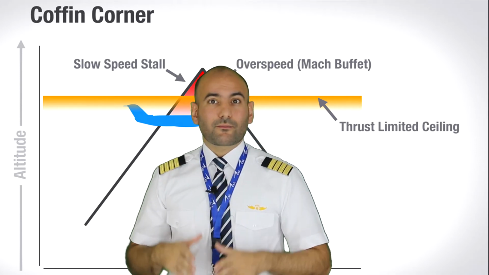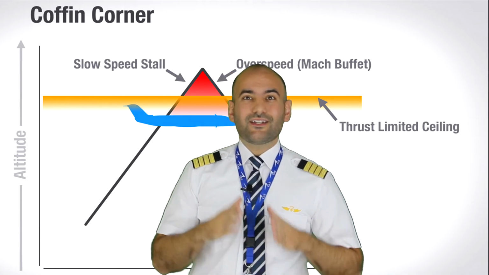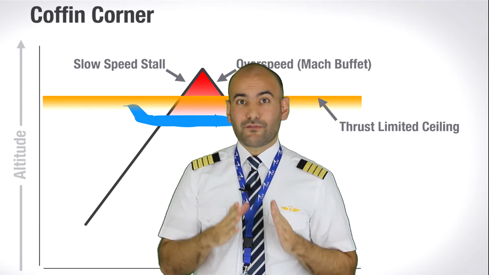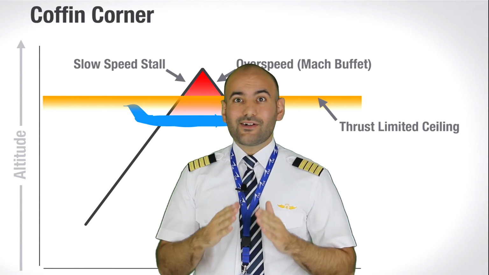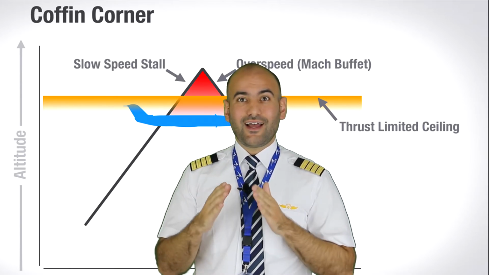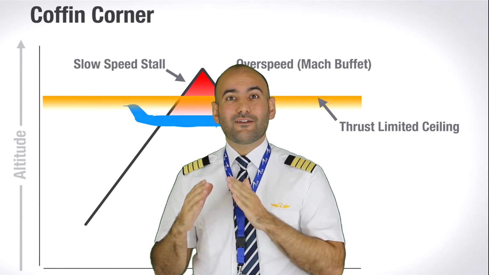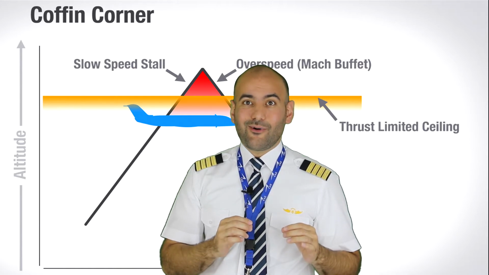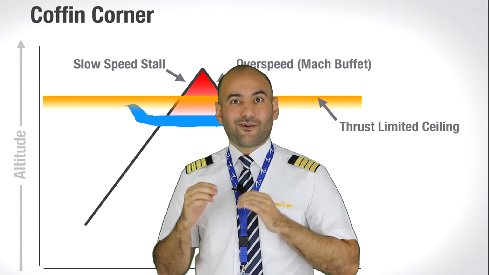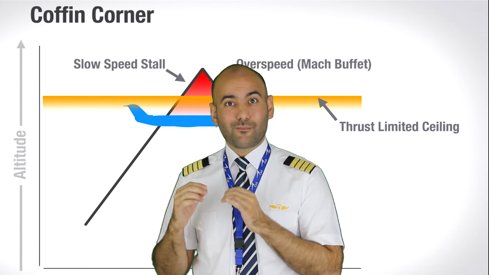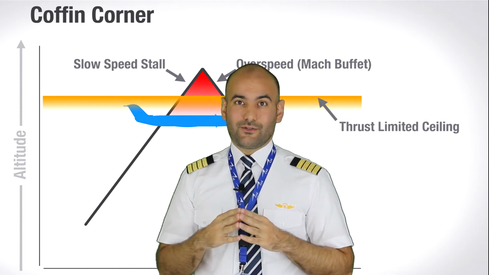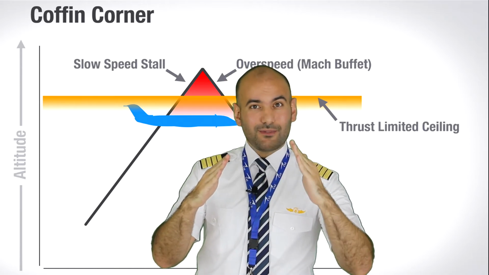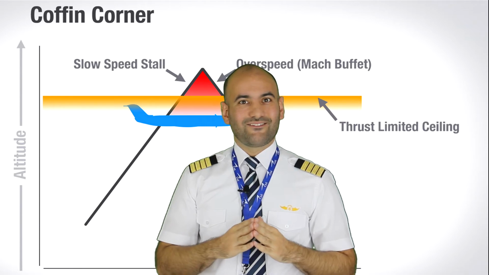In other words, Coffin Corner occurs when, for a specific gross weight and G-force loading, the aircraft has climbed to an altitude where the speed differential between the onset of low speed stall buffet and the onset of high speed stall Mach buffet approaches zero. This means there is no difference between low speed stall and high speed stall.